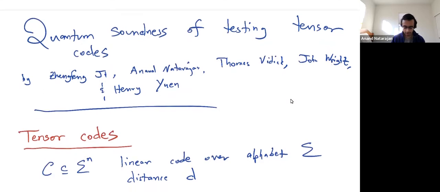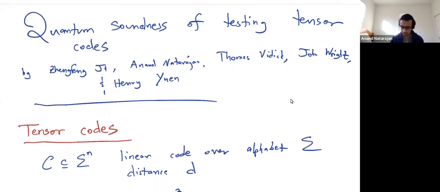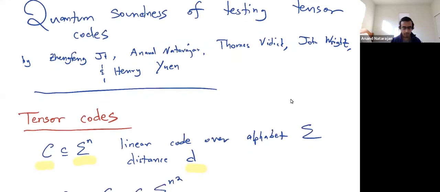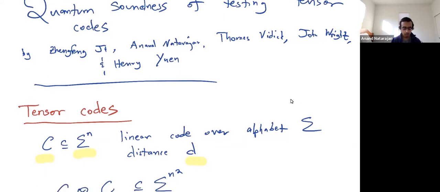So I'll start by setting up some notation. Let's just say that C is a linear error correcting code over some alphabet. So we'll write C is a subspace of sigma to the n. So the elements of C are n-dimensional vectors whose coordinates are elements in sigma. And this code has some distance, which we'll denote by the letter D. In our applications, we'll think of D as being a pretty big number, and I'll get to that a little bit later. So that's just a basic error correcting code.